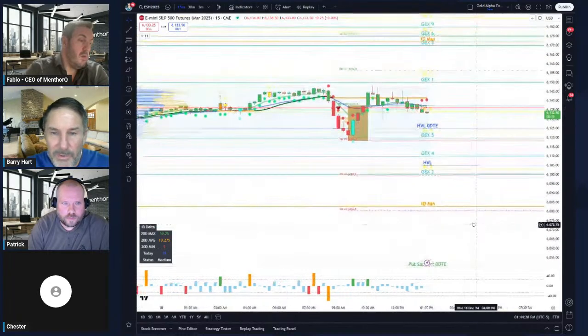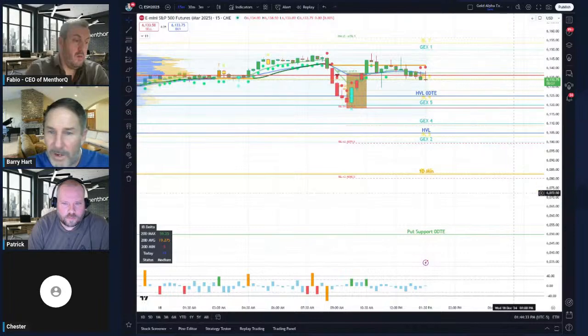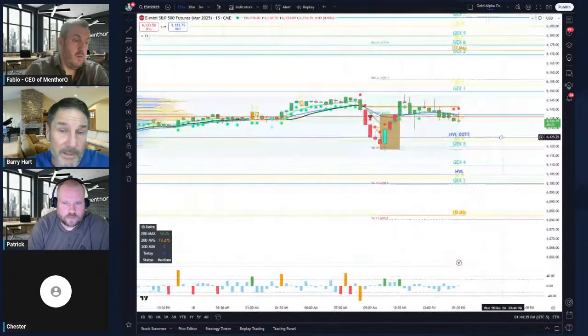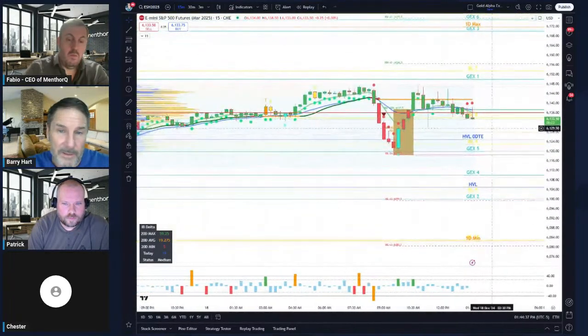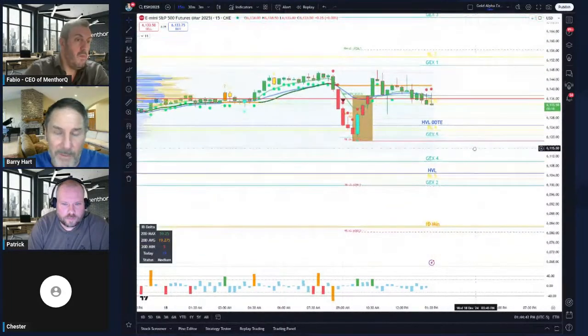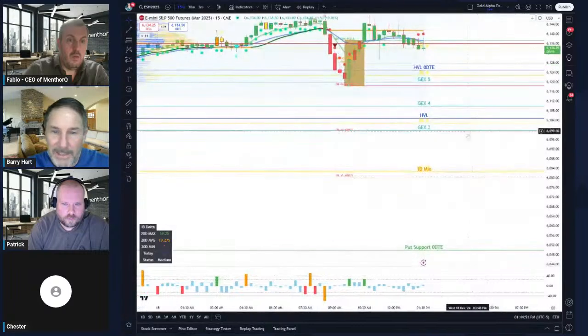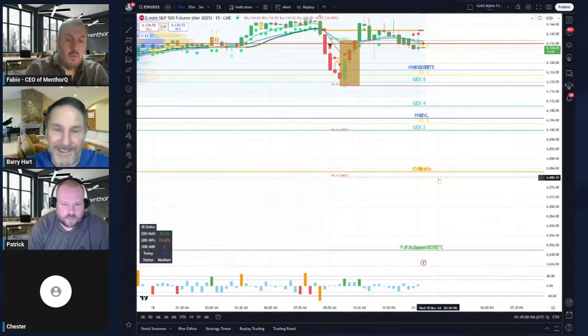And you can just get in a flow state with these levels, and you're just selling all around everything, and it's great. And that's sort of my style when I'm using Menthor Q, is I feel super confident about where to sell puts and where to get long or where to get short. Like it's kind of blue sky.